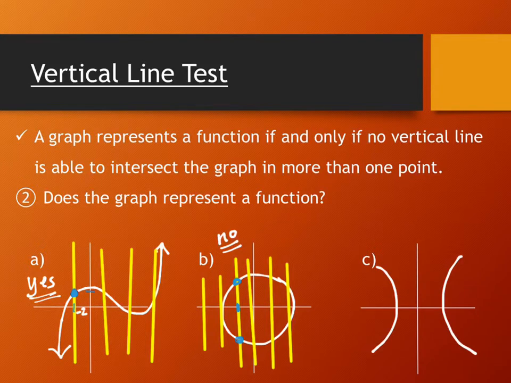How about the third graph? Let me ask a question, because the answers are yes and no. If I draw vertical lines, will it cross the graph twice? Yes. So is it a function?